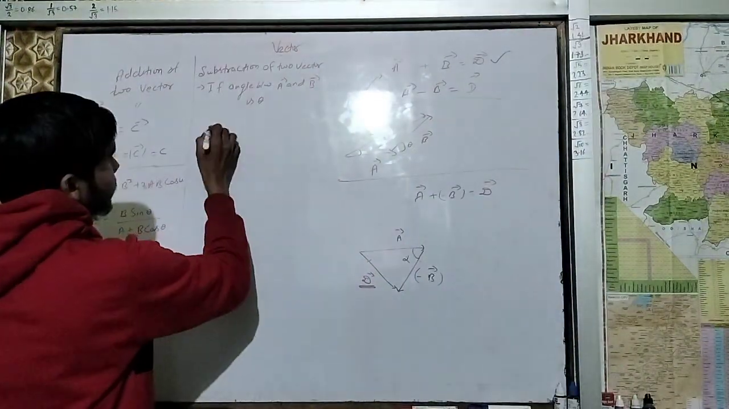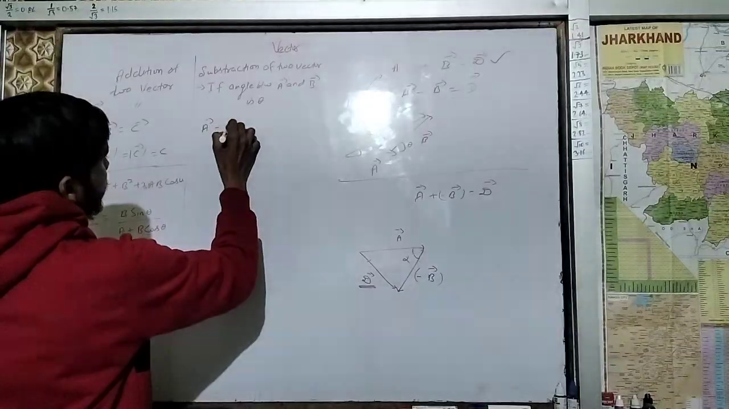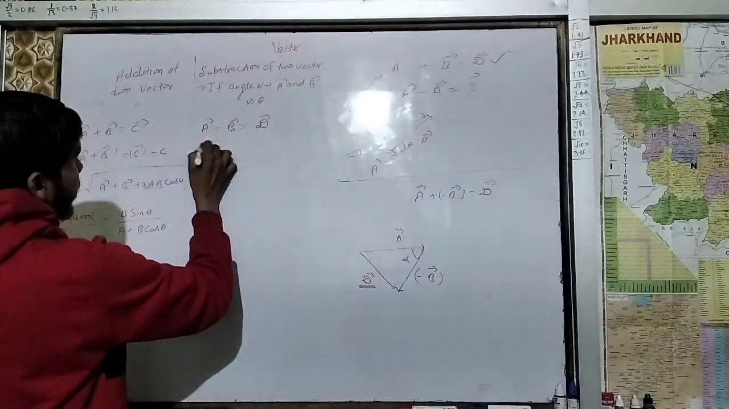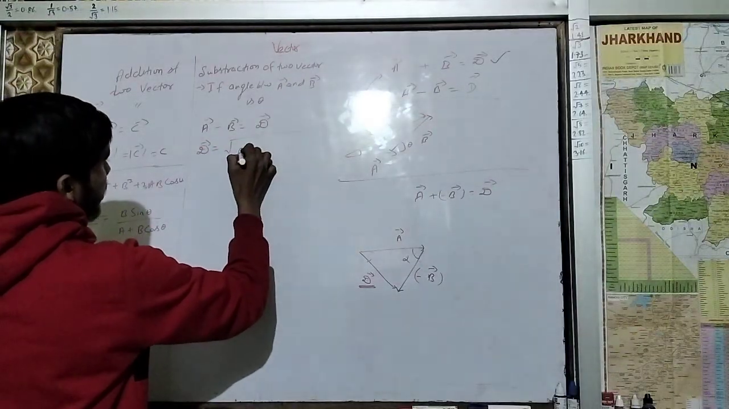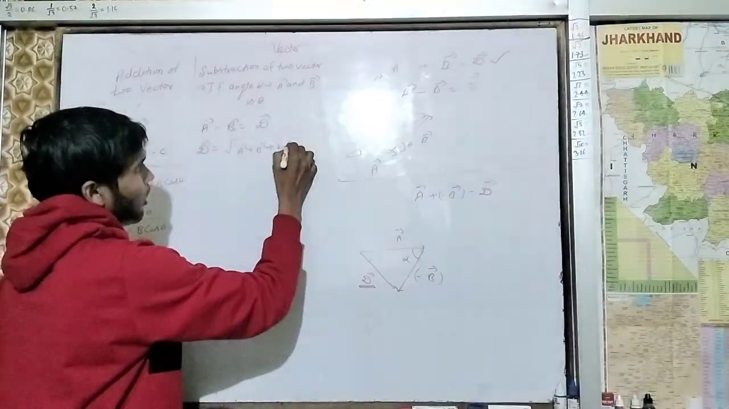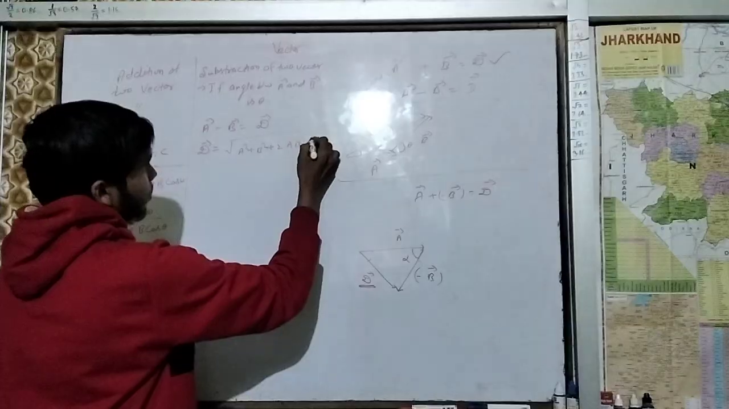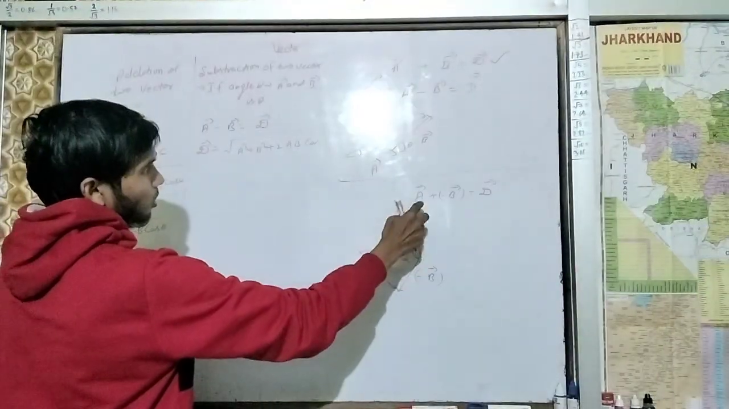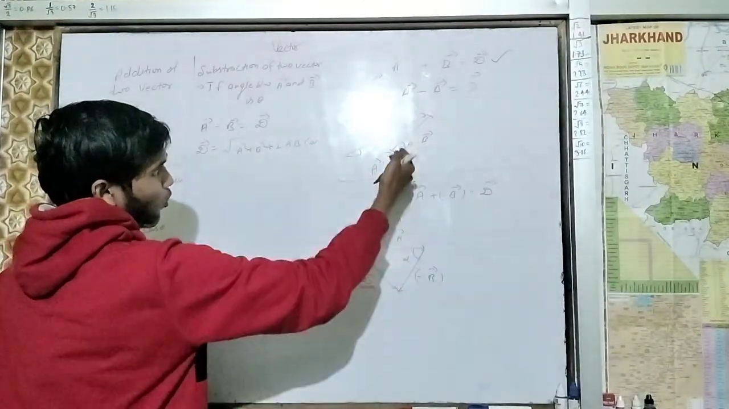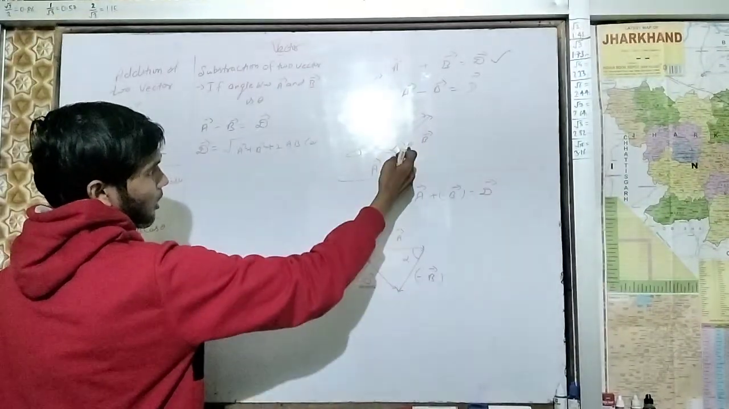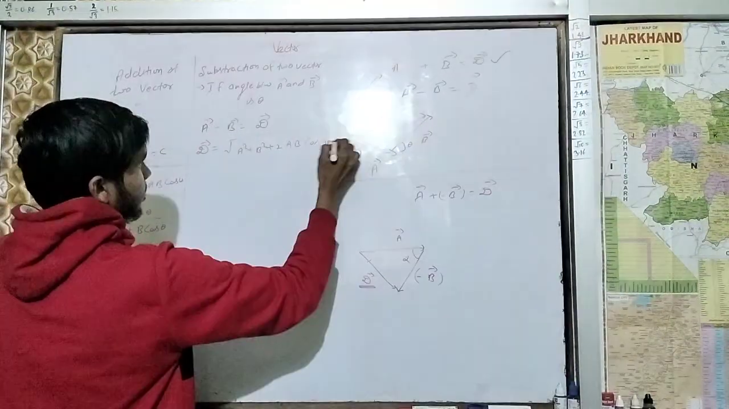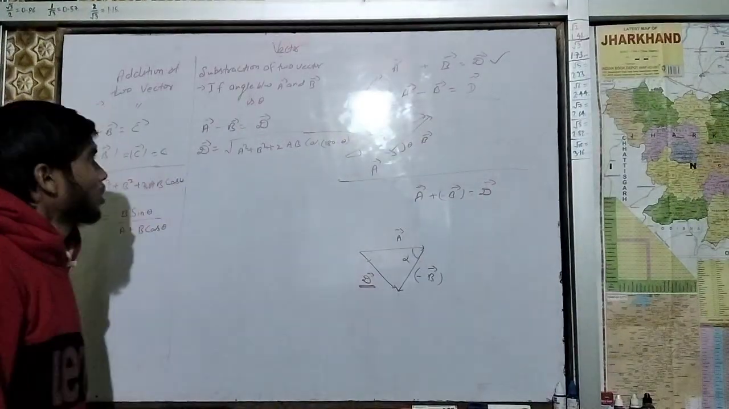Can we say this is equal to vector d? So vector d is equal to root of a square plus b square plus 2ab cos how much? Cos 180. It is making a linear triangle. So 180 minus theta, we will get this alpha. So 180 minus theta. Okay.